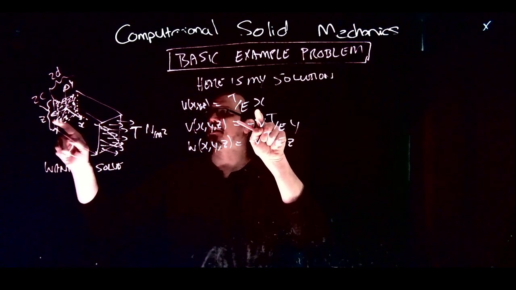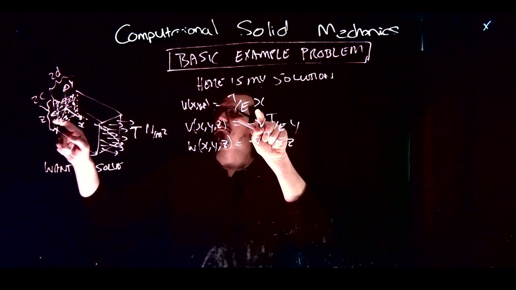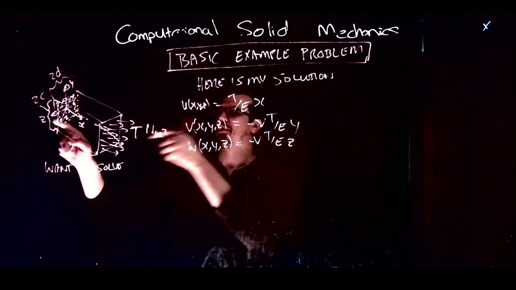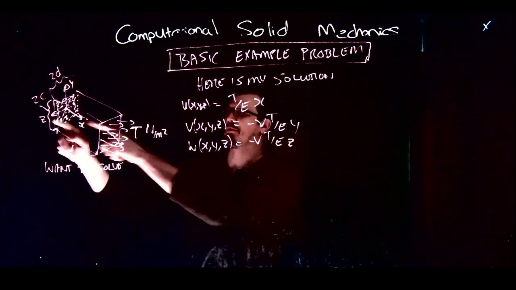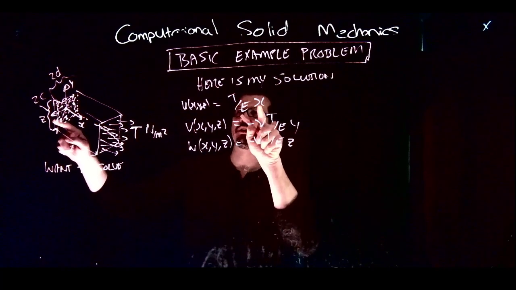So if I evaluate at x equals 0, what do I get? I get a displacement in the x direction, because that is what U stands for, the displacement in the x direction, that is then 0.